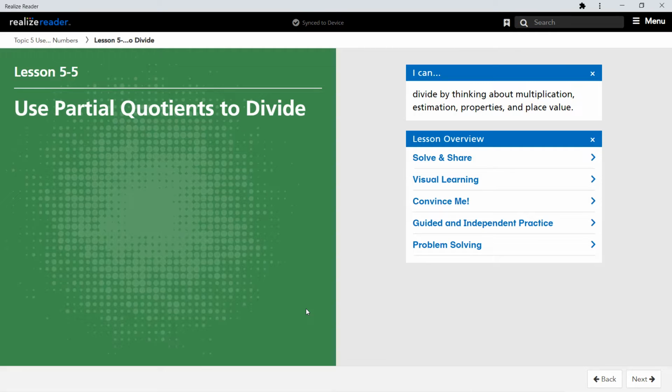For this lesson, we're going to work on using partial quotients to divide. So just like we used partial products when we multiplied, partial quotients are used to divide so that we can break it apart just like we broke apart multiplication. So we would take our number, break it apart into its different place values, and then solve that way.